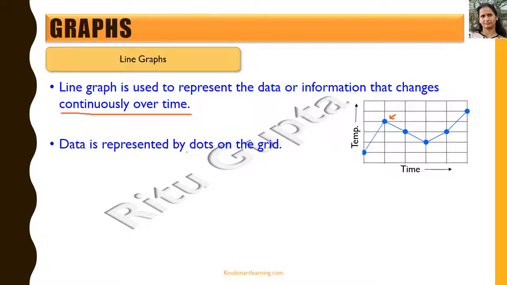So line graphs could also be used to represent rainfall on each day. So we could draw a graph where this is the time and this is the y-axis, the rainfall, and we say we have 1 mm of rainfall on one day, and we have 2 mm of rainfall on the other day, and similarly we can draw and join these points to get a line graph.